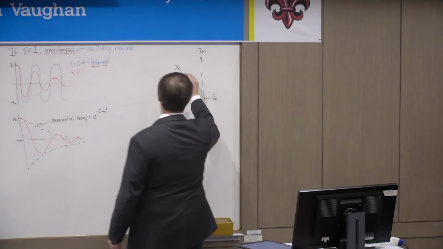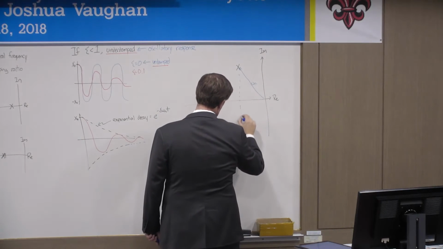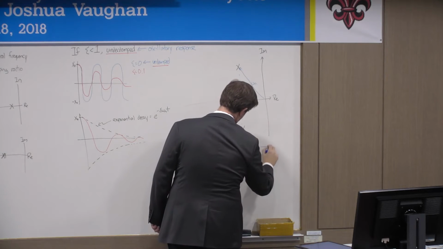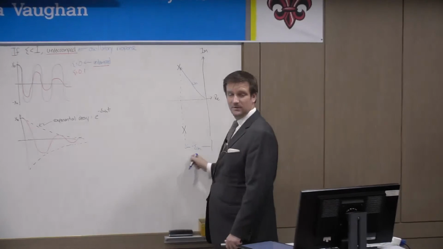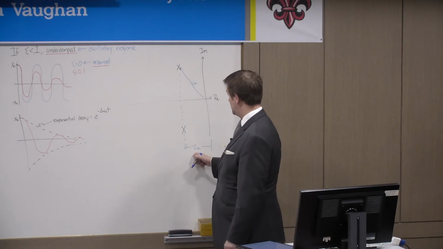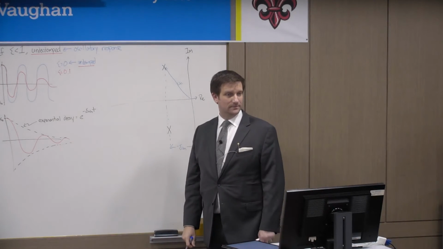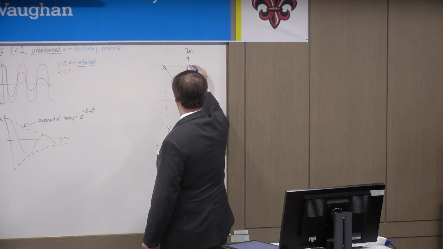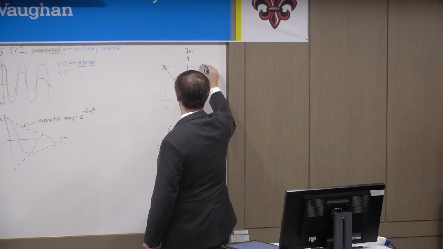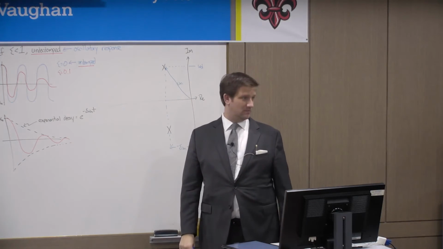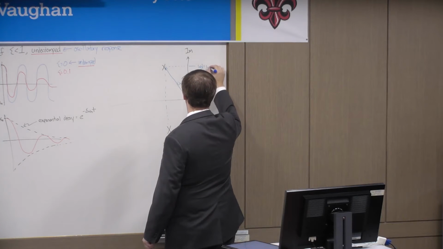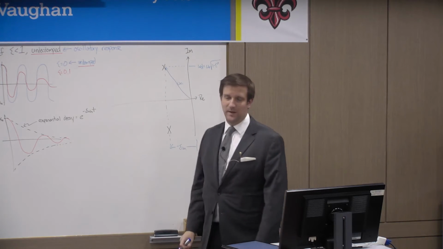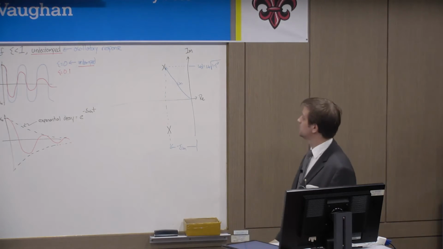We know right away that the real component of these poles is zeta omega n. So if we go over, we've got zeta omega n there. We also know right away that the imaginary component is omega d, the damped natural frequency, omega n times the square root of 1 minus zeta squared.